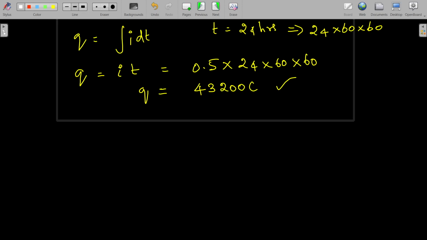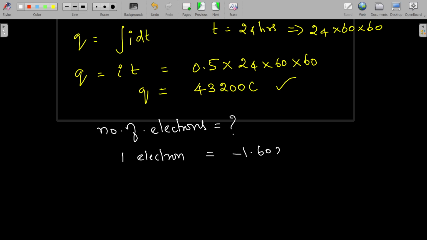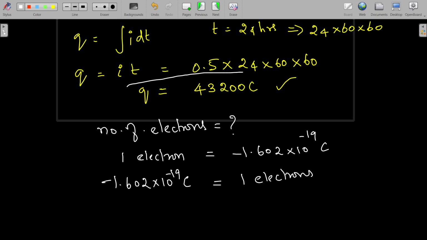From this we can calculate the number of electrons. We know the charge of one electron is minus 1.602 into 10 power minus 19 coulomb. That is equal to one electron. And here we have 43,200 coulombs. How many electrons does that make?